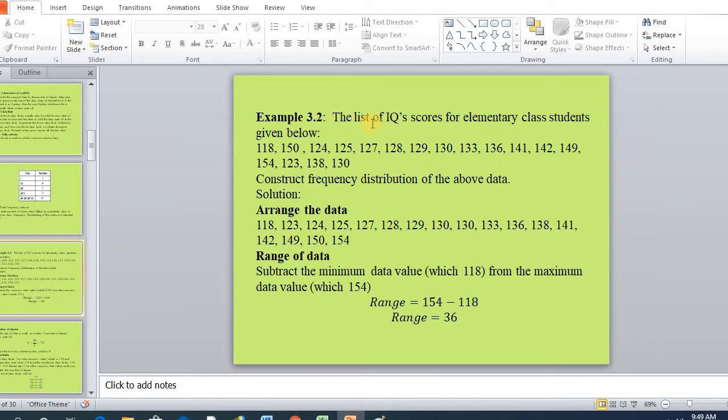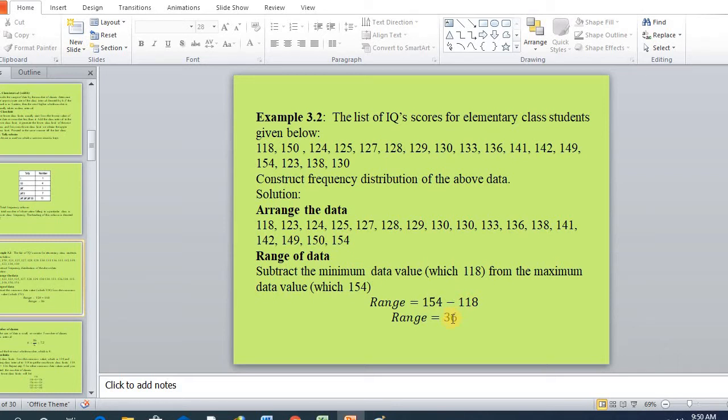Example: the list of IQ scores for elementary class students is given below. 118, 150, 124. This is raw data. So we construct the frequency distribution of the above data. Solution. First, arrange the data in ascending order of magnitude: 118, 123, 124, 125. This is in arranged form. Next step is to find the range of the data. Subtract the minimum data value, which is 118, from the maximum data value. So 154 minus 118 is 36.